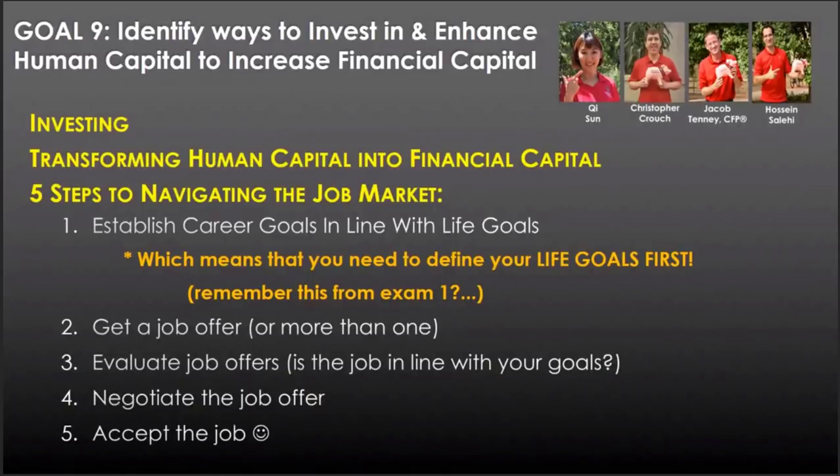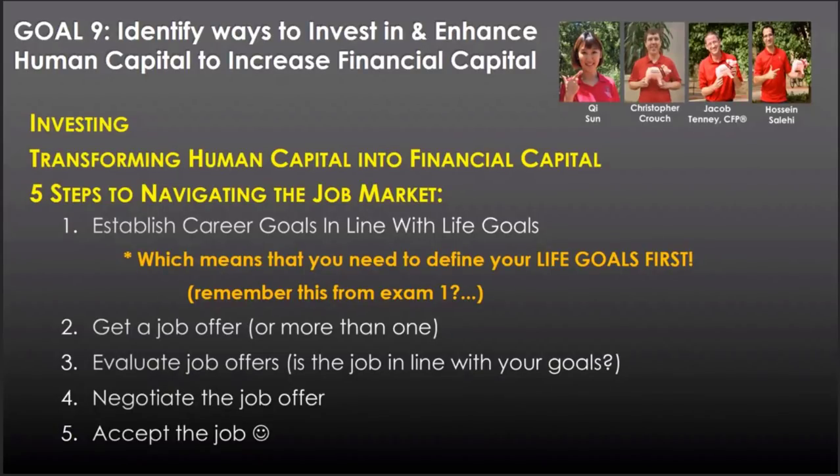All right, so now I want to talk a little bit about the 5 steps to navigating the job market. So we've talked about this one already, establish career goals in line with life goals. If the question says establish life goals in line with career goals, then you know that's wrong, okay? So you need to identify what those life goals are first. Get the job offer, evaluate the job offers, negotiate the job offer, and accept the job.